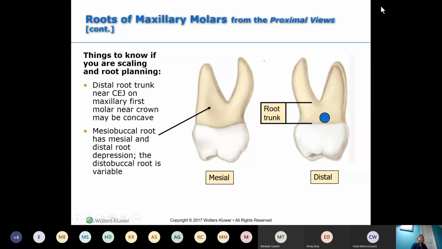Your mesial buccal root has mesial and distal root depressions, and the distal buccal root varies. This is your mesial buccal root, and it has mesial and distal root depressions. The distal root depression is going to be in the furcation of your two buccal roots. Can you visualize that?